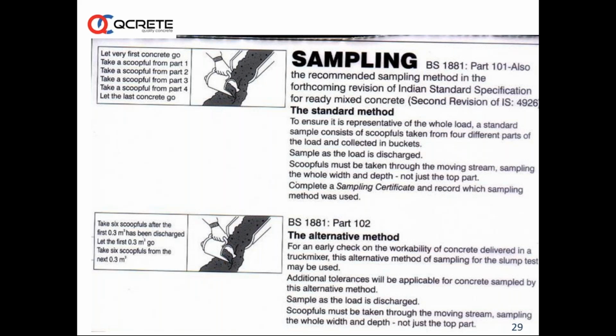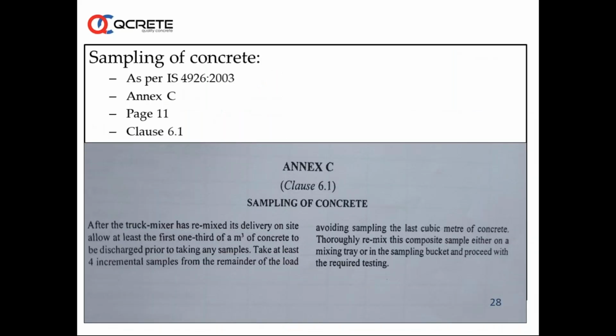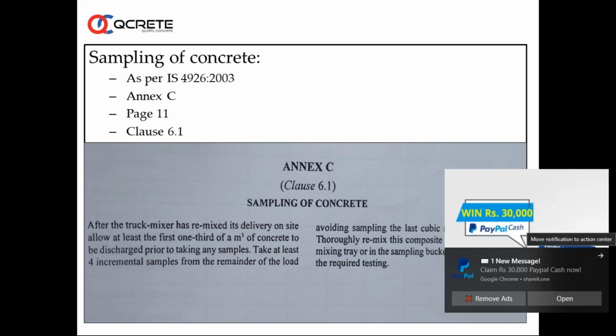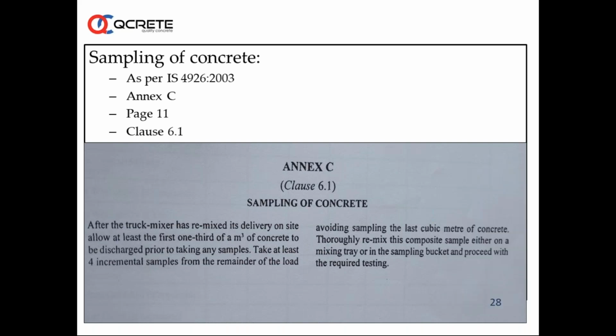Now we have moved to the Indian standard. When we talk about the Indian standard, we say that here 0.3 meter cube has to be discharged once the concrete is thoroughly mixed in the truck. Once it reaches the site, thoroughly mixed, and when it is moving on to the pump, the first 0.3 meter cube has to be left, and after that you take 4 incremental samples. So we know there is a difference between these standards, but at least we need to follow the Indian standard, where we talk about leaving about 0.3 cubic meters.